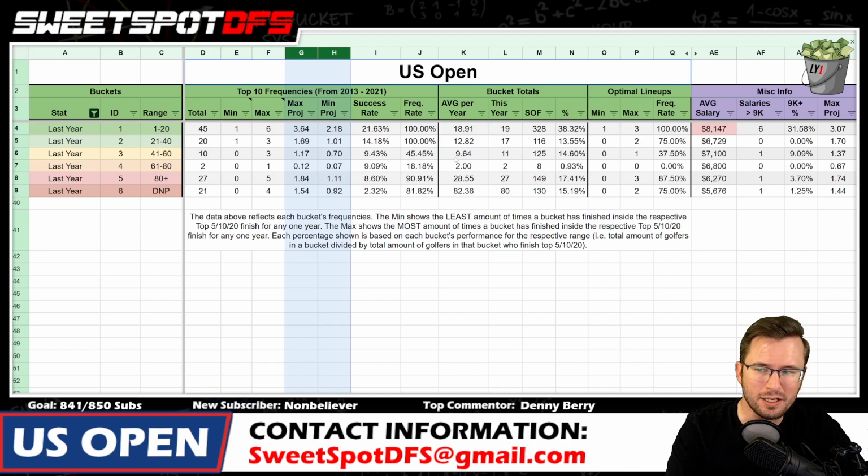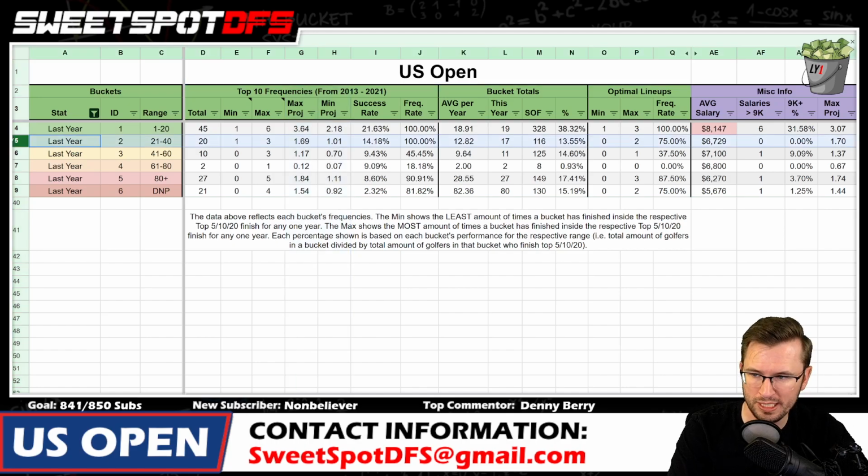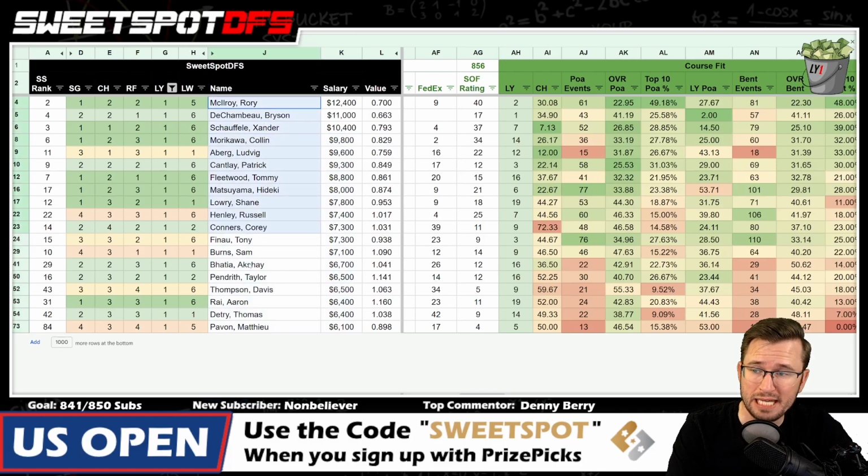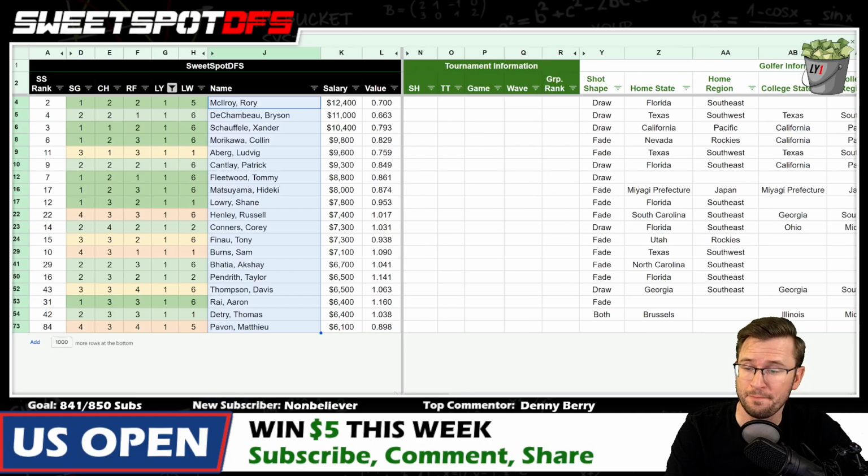So I'm not going to go through every single one of these buckets. I did say I want to get really narrow when it comes to building lineups or selecting golfers. So actually, maybe I will go through each of these buckets. I'm sorry, I kind of just changed that on the fly. Let's go over the last year 2 bucket. Now, again, this was the last year 1 bucket, a lot of quality golfers in that bucket.